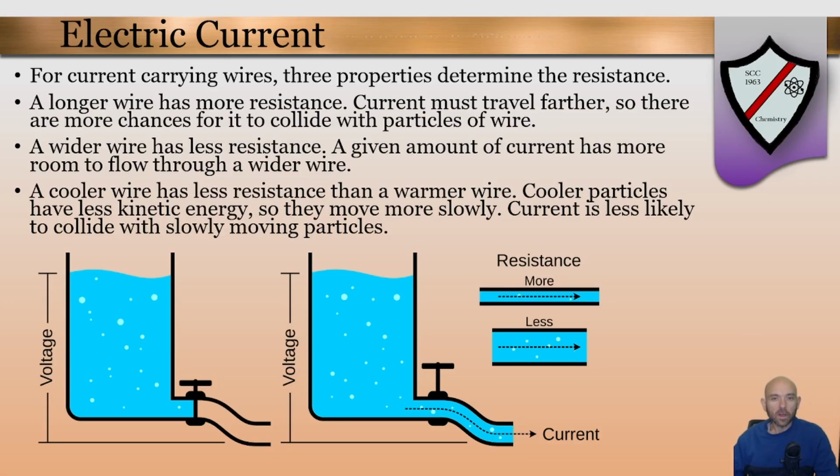Temperature also plays a critical role. In most materials, as the temperature rises, the atoms within the wire begin to vibrate more rapidly. These increased vibrations create more obstacles for the moving electrons, effectively increasing the material's resistance to current flow.